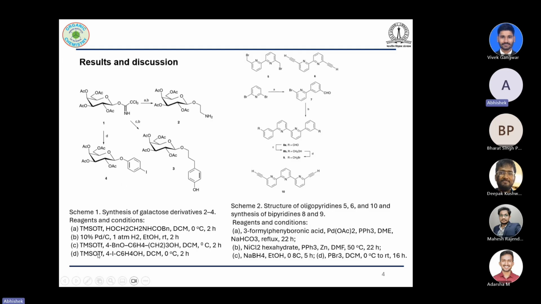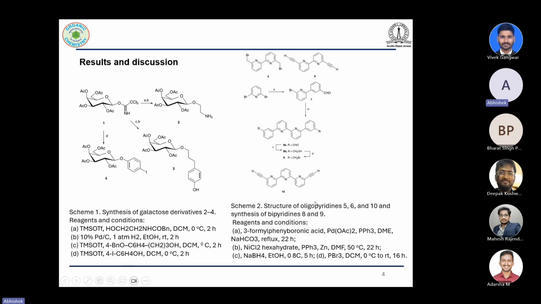And in B and C, they use different acceptors with the same activator TMSOTf, and they use this phenyl acceptor as well as this acceptor to synthesize molecules 3 and 4.